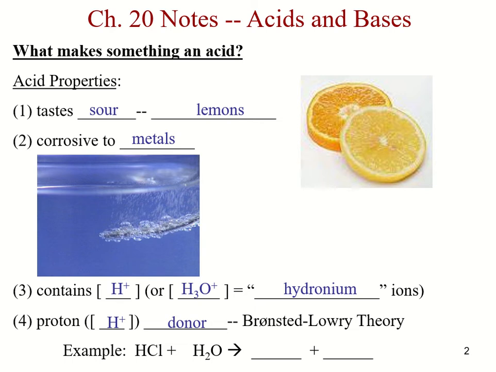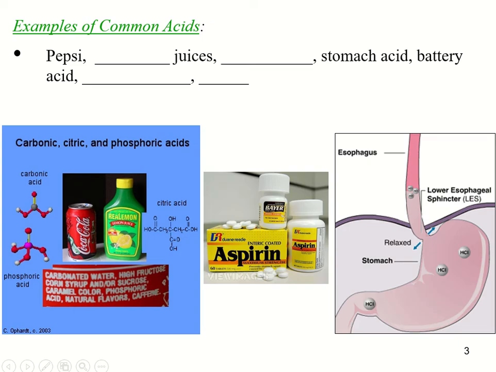That's the Bronsted-Lowry theory. So an example, we have hydrochloric acid and water. We see that this hydrogen dissociates to the water, and you wind up with a chloride ion and H3O, or hydronium ion, to make the acid. Some examples of common acids are Coke or Pepsi, citrus juices, aspirin, stomach acid, battery acid, vinegar, and DNA. These are all acidic.